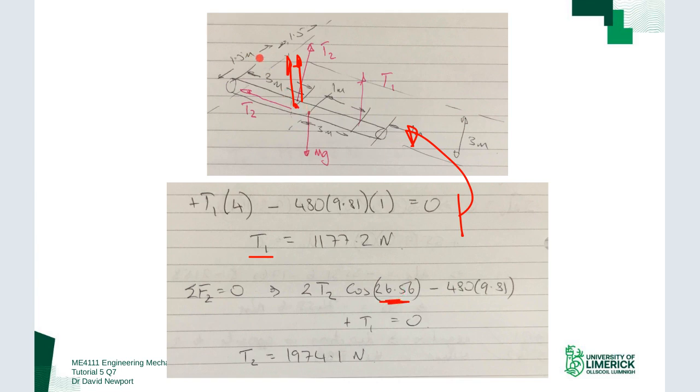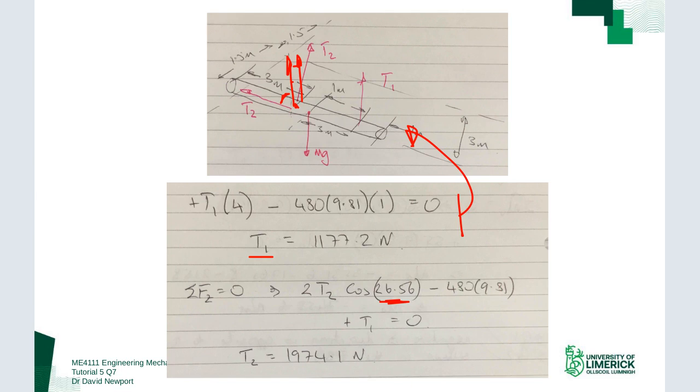Where did I get that angle from? That's coming from the inverse tan of 1.5 over 3. So it's that angle inside there. T2 times the cosine of that angle gives me that component, and I have two of those. The inverse tan of 0.5 gives me 26.56. So that's where that comes from.